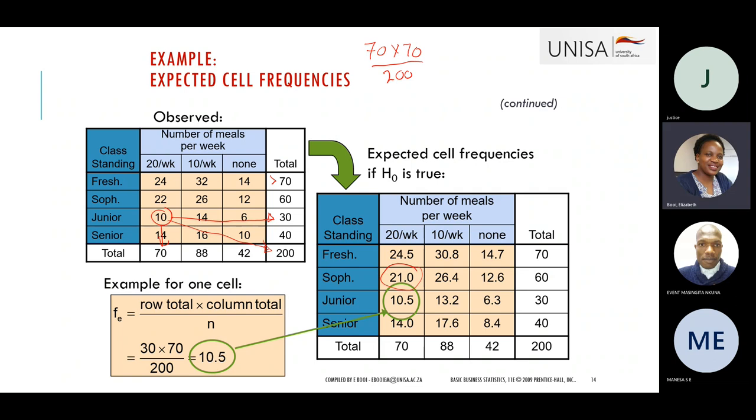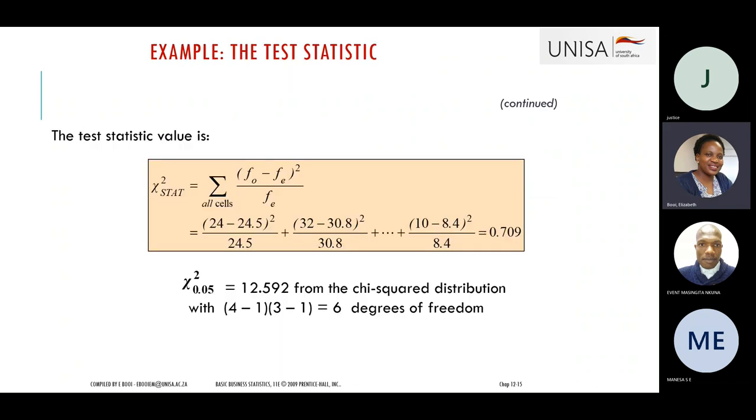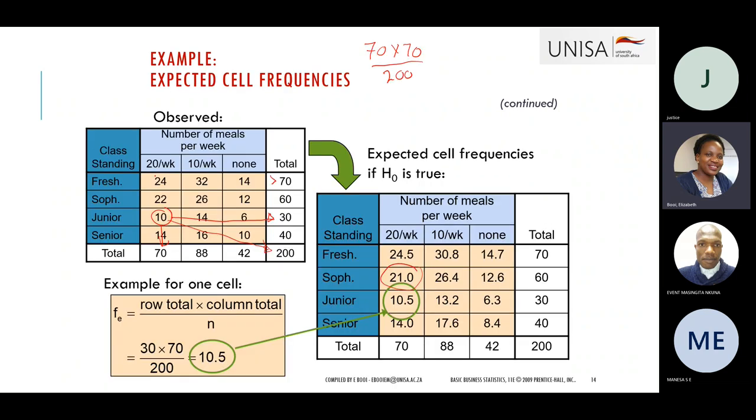And once we have calculated our expected values, then we can go and calculate our test statistic. Now, remember, the equation says it's the sum of your observed minus the expected, squared, divided by the expected. So what we're going to do is our observed, which is 24, minus our expected, which is 24.5. We need to square this answer and divide by the corresponding expected, which is 24.5. Plus, because of the summation, that summation means adding up.